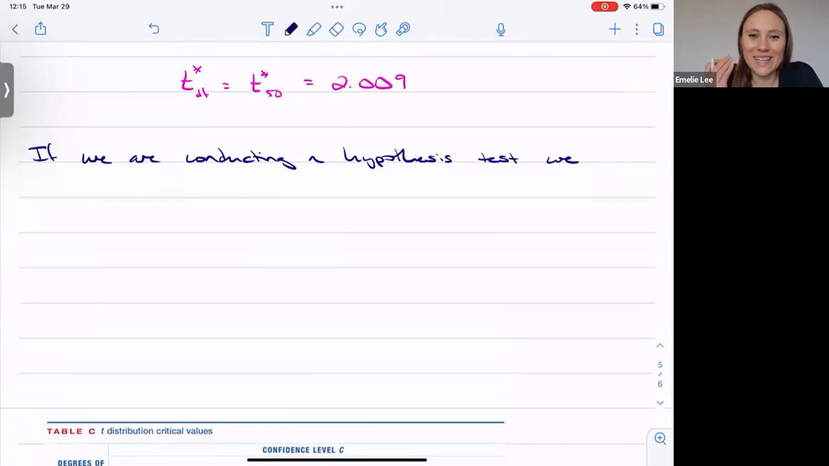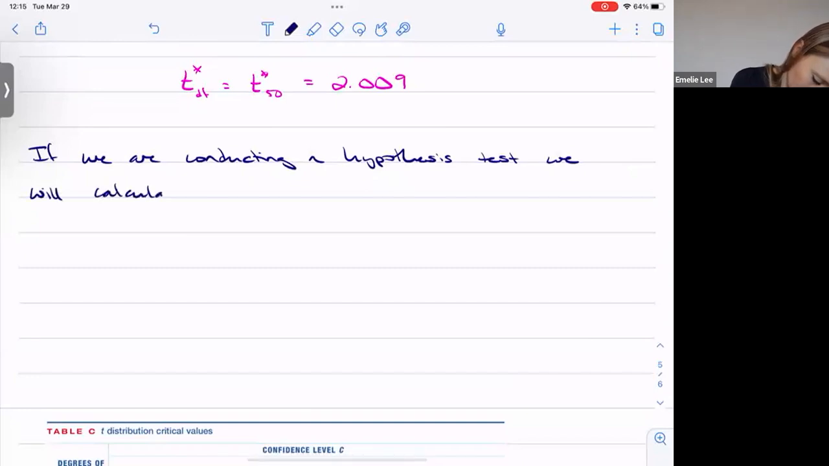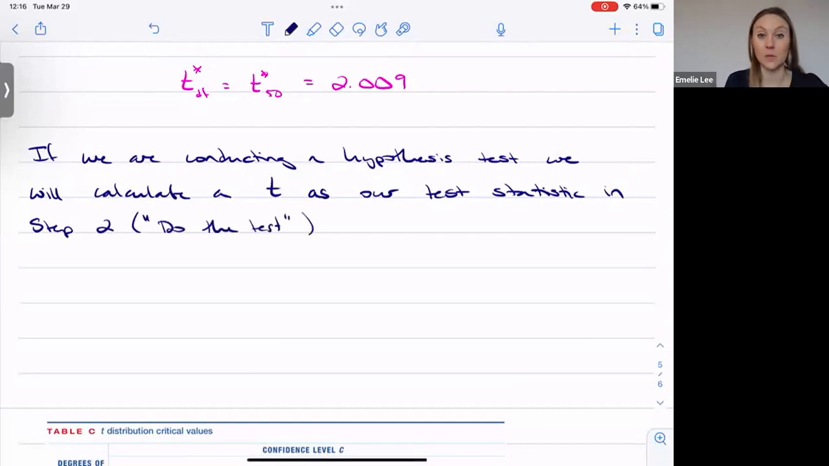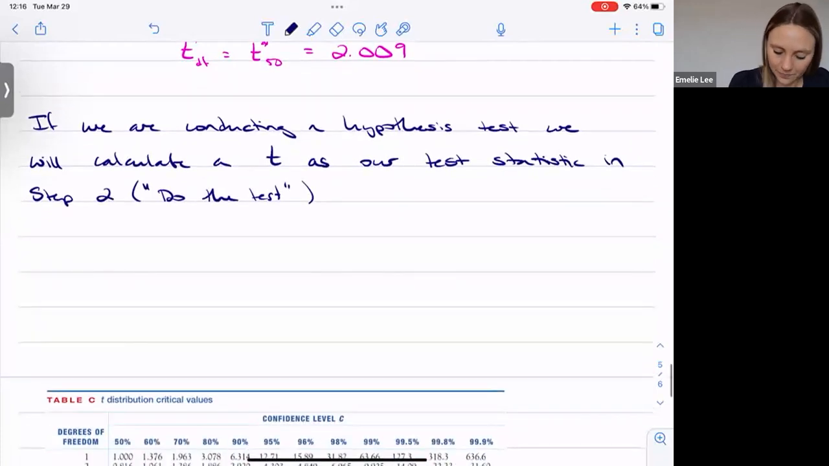we will calculate a t as our test statistic in step 2, which is do the test, right? Calculate whatever test statistic is appropriate for that type of question. Okay, so you're going to have some calculated value of t.